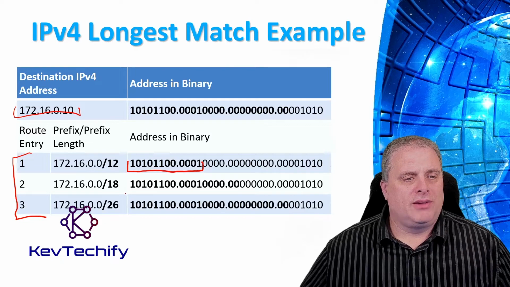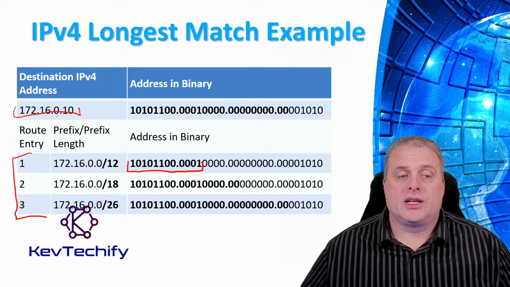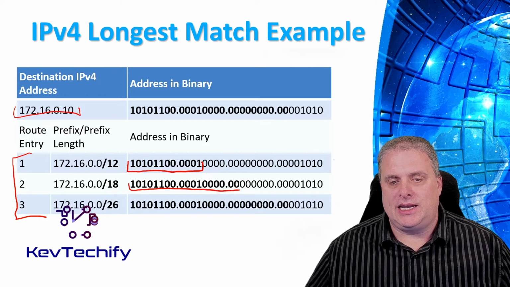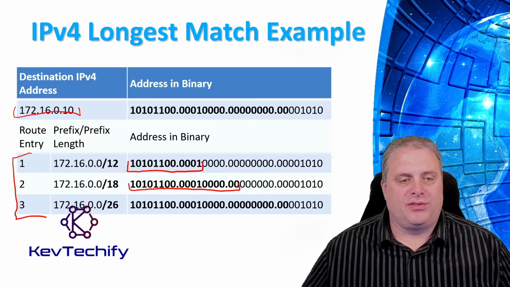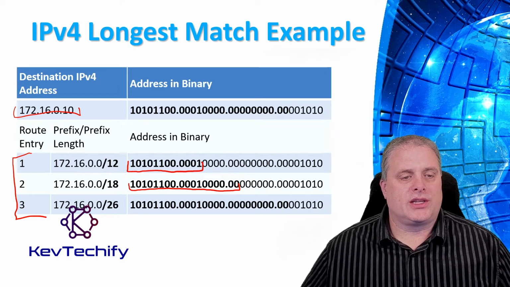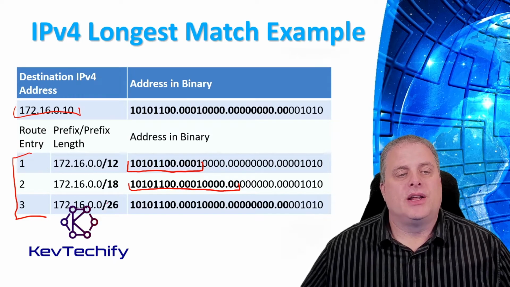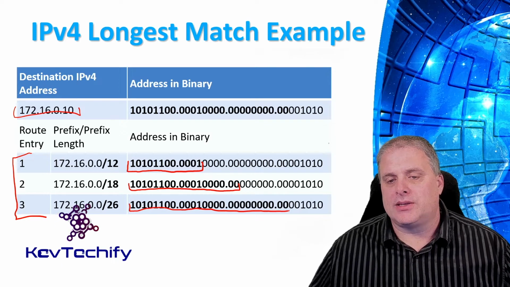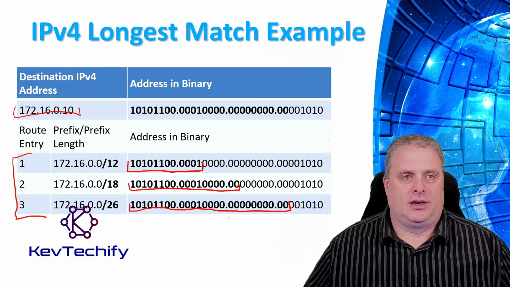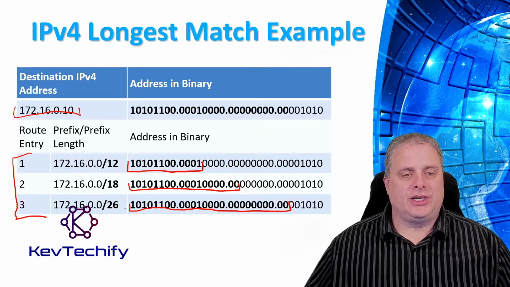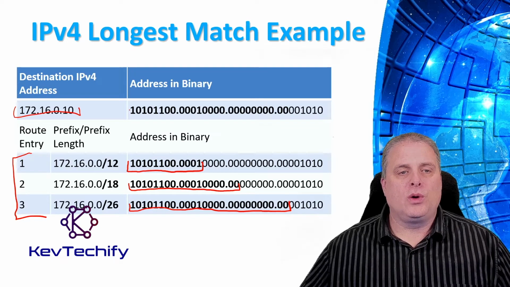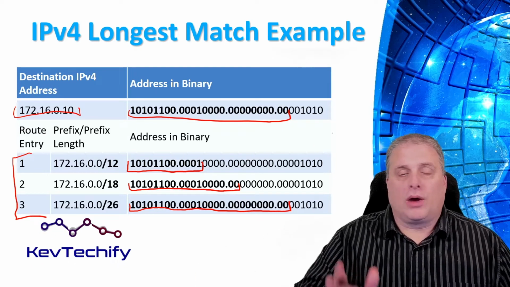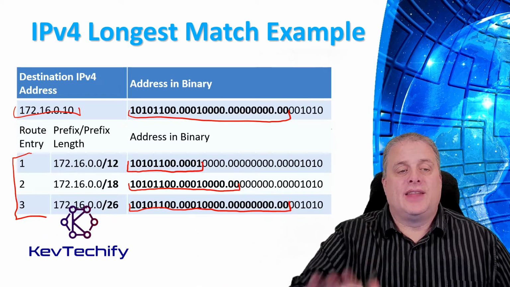The second entry we have is the same address, 172.16.0.0, but it's a /18. That would be matching the first 18 bits in our prefix. And then the last entry we have is 172.16.0.0, same network entry, but it's a /26. And we would match the first 26 bits of that IP address all the way out to there. Now, because the third entry matches 26 bits, that's the one we're going to use to route our information out of an interface towards the final destination. That's the one we're going to use.